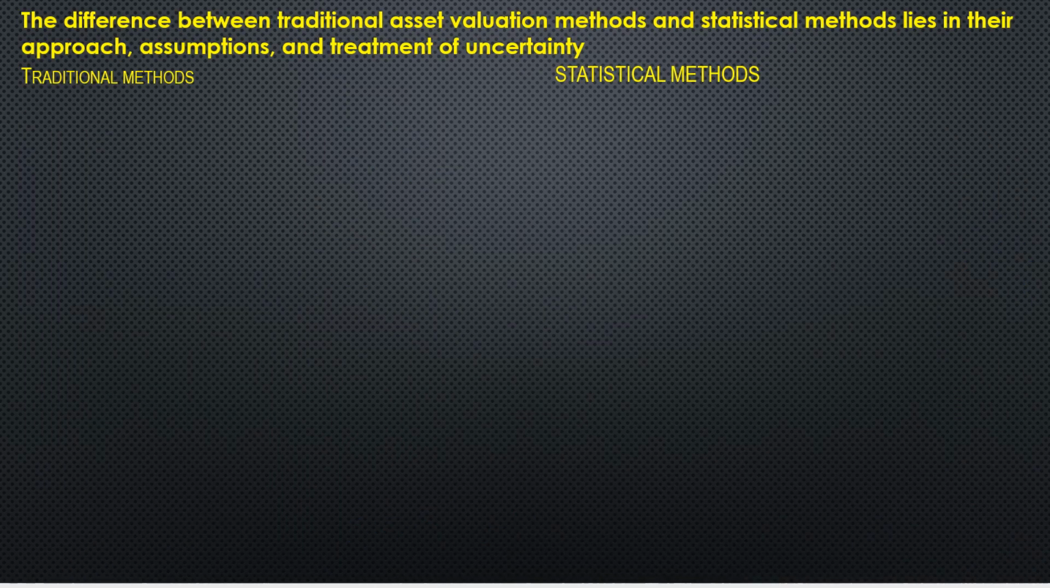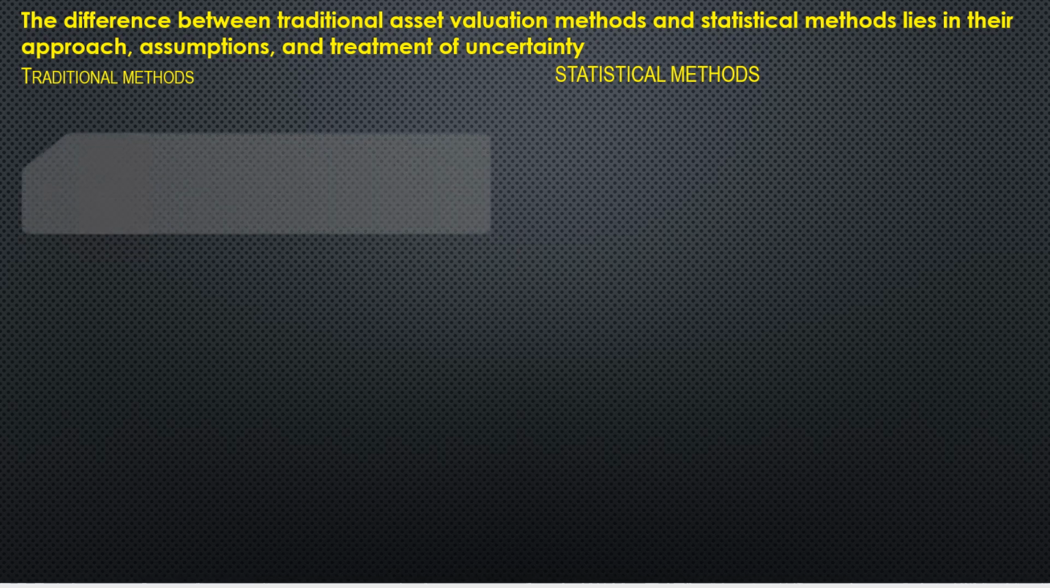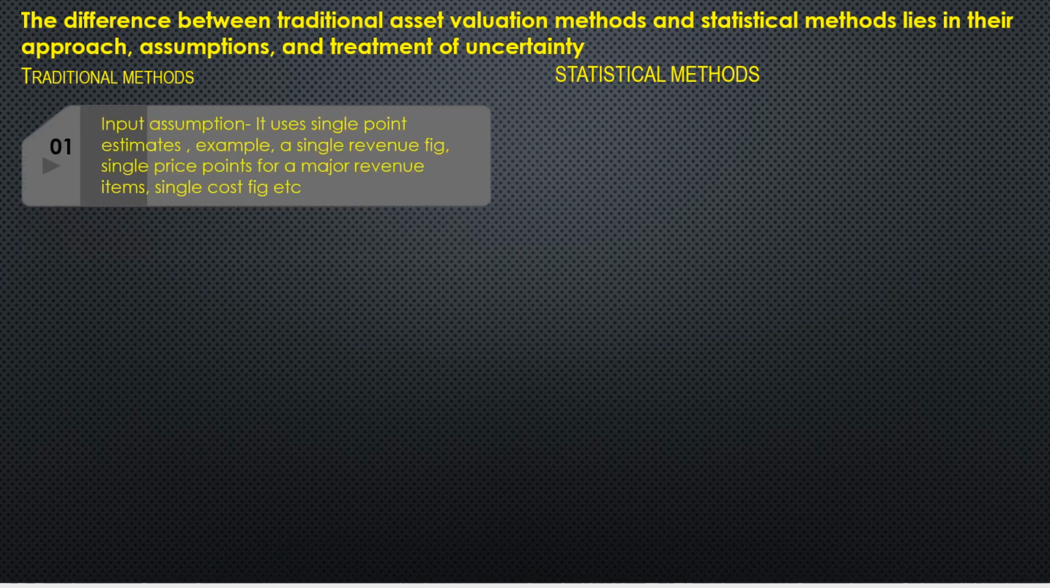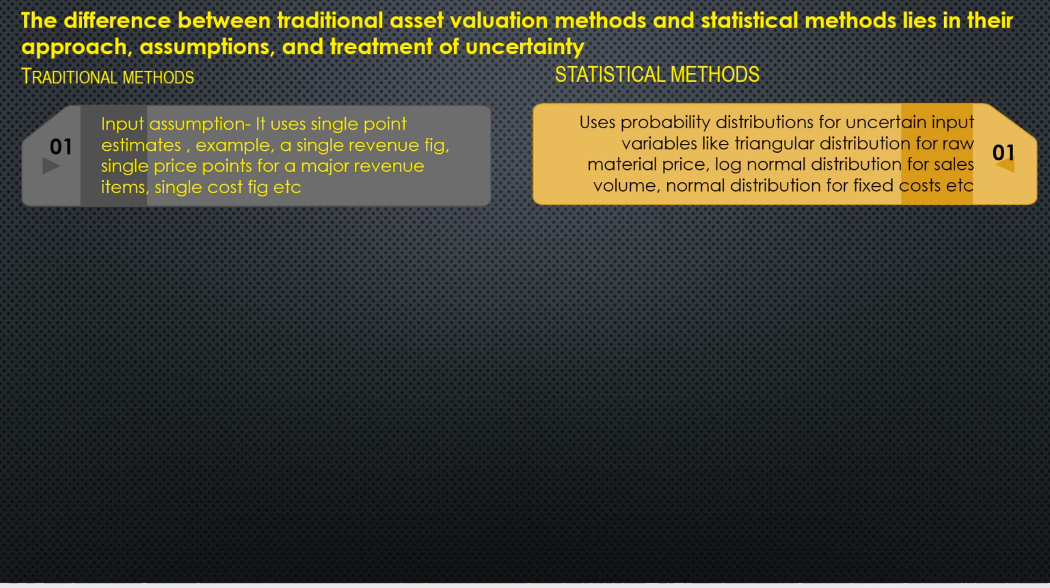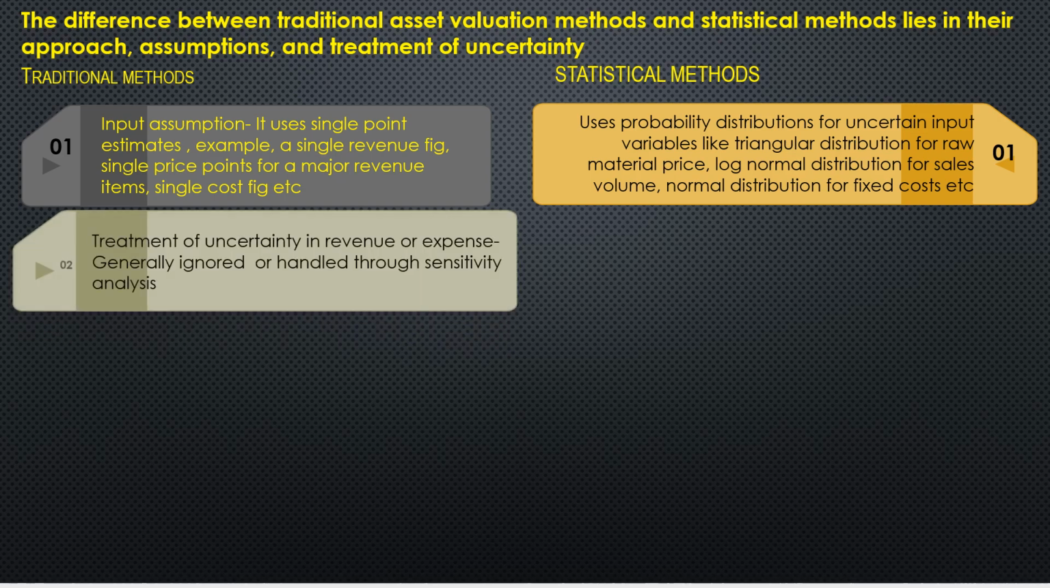Now the difference between traditional asset valuation methods and the statistical methods lies in their approach, assumption and the treatment of uncertainty. As per the traditional method, the input assumption is that it uses single point estimates, for example a single revenue figure, a single price point for major revenue items and a single cost figure. And as per the statistical methods, it uses probability distributions for uncertain input variables, like triangular distribution for raw materials, log normal distribution for sales volume, and normal distribution for fixed costs.